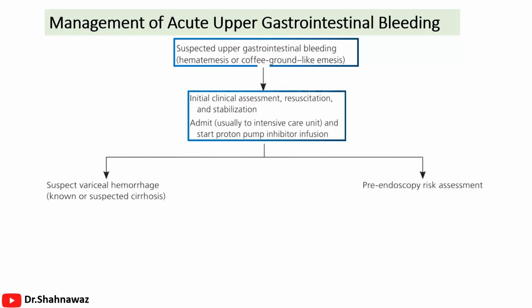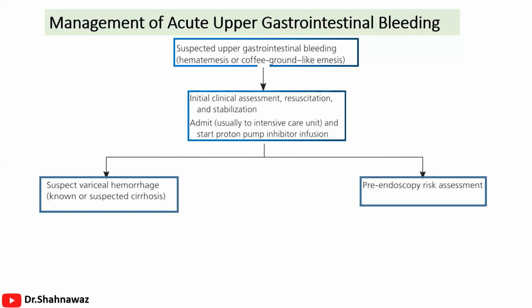There are two approaches. If we suspect variceal hemorrhage, like in a patient with cirrhosis where portal hypertension may cause variceal hemorrhage, we follow one pathway. If there is no cirrhosis, we do a pre-endoscopy risk assessment by scores. We score them according to laboratory values and vital signs, like the Glasgow-Blatchford score, the AIMS65 score, and the T score, which are required for risk assessment before we go for endoscopy or further treatment.